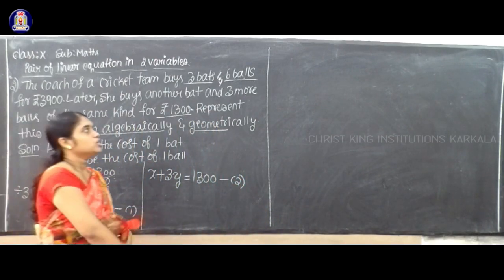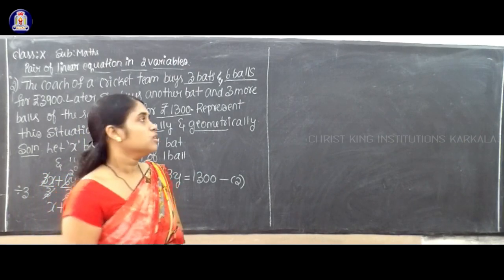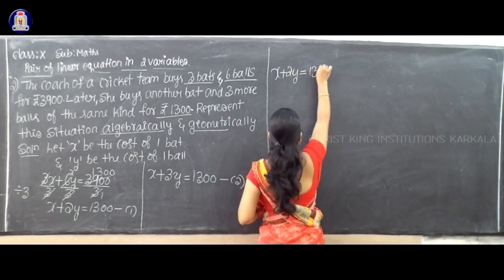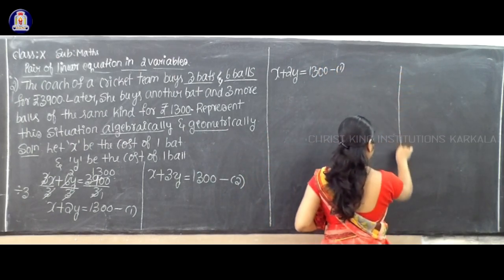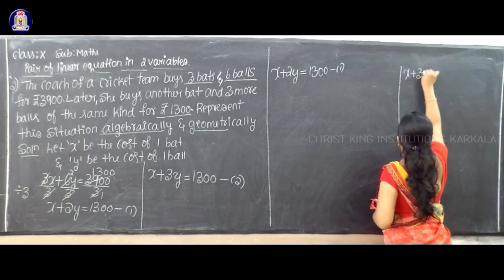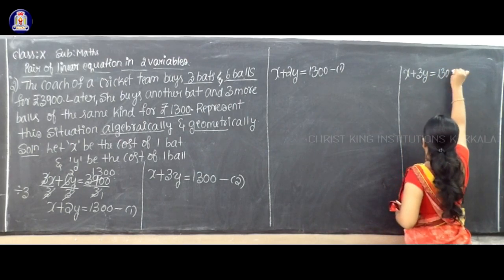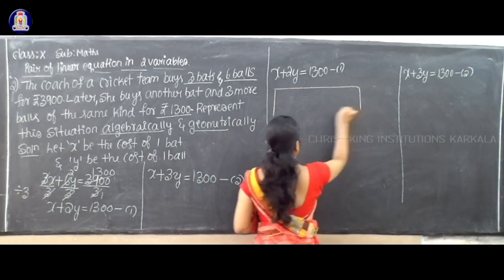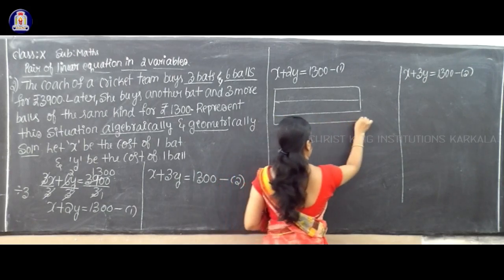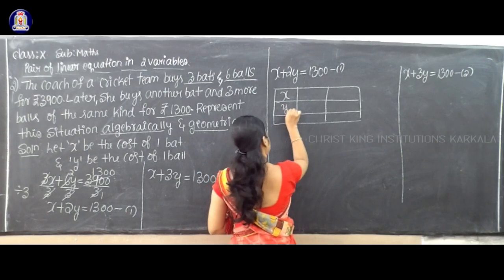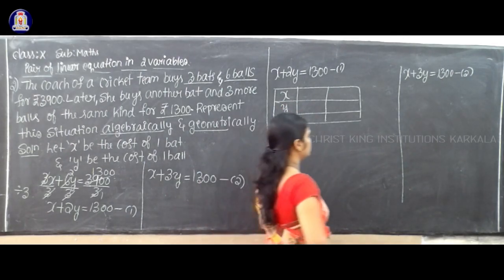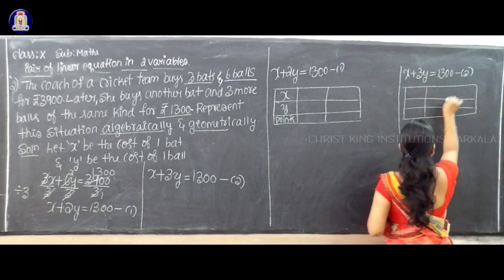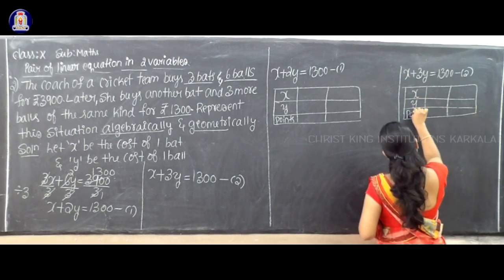To represent this geometrically, that means to draw the graph, we need the points, isn't it? So now I will take the points. The first equation is x plus 2y equal to 1300. This is equation number 1. The second equation is x plus 3y equal to 1300. Students, I will not do the elimination method here. Now I will take a table. This is x, this is y, and this is points. Again, the same way for the second: x, y, and points.